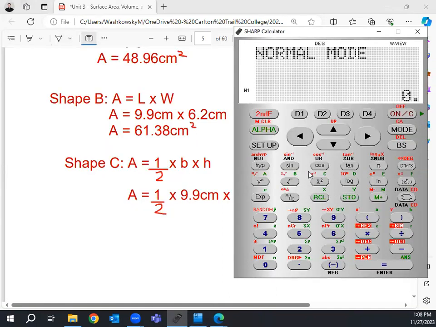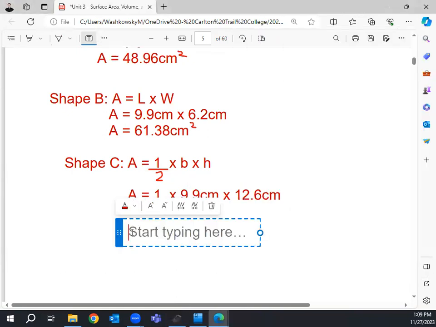And so this is where it's really common. A really common mistake people make is they'll do this. It's really easy to do. This is not the right way to do it. You just forgot to use your little arrow key to move it past the fraction. So just make sure you're using that arrow key so that it's not going on the bottom of that fraction, not going on the denominator. 9.9 times 12.6. So if I do that, I should get a final answer of 62.37.